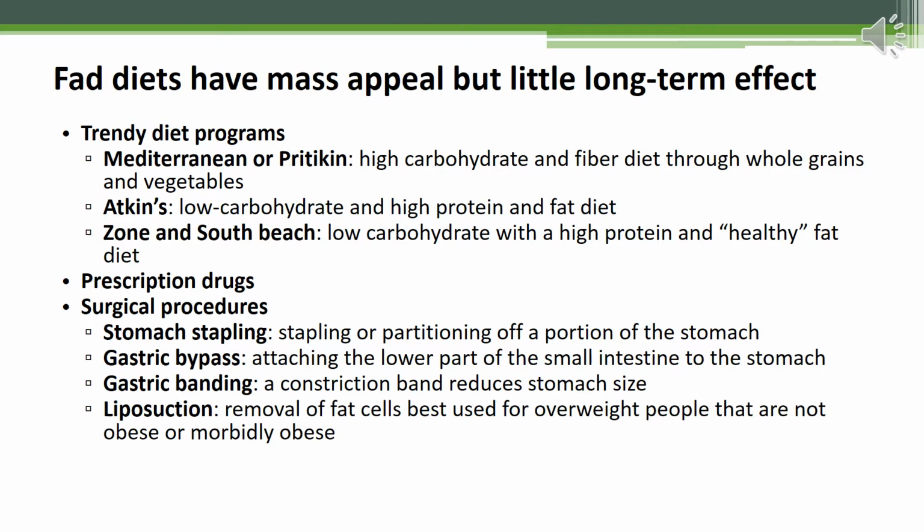And this is best used for people who are a little overweight, but are not obese or morbidly obese. And the reason I say you should avoid a lot of these procedures, except maybe liposuction, is that it might mess you up physiologically or leave you with a permanent problem. So I would just say only use these in extreme cases.